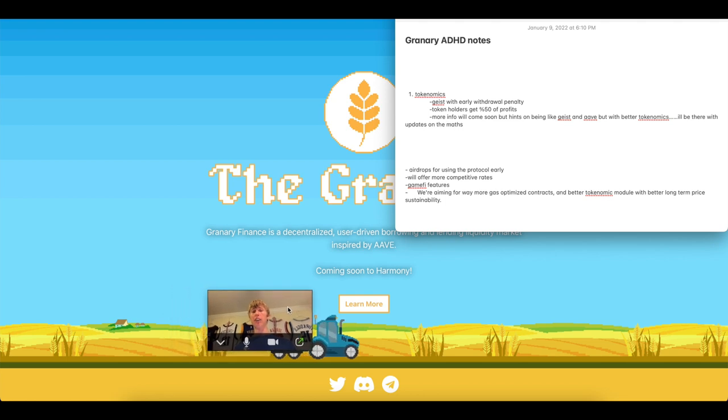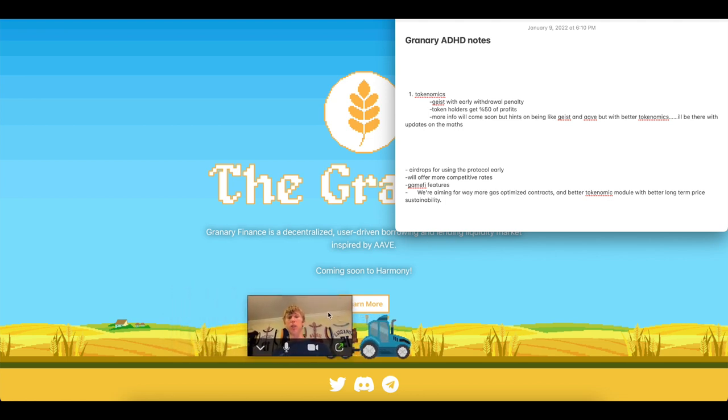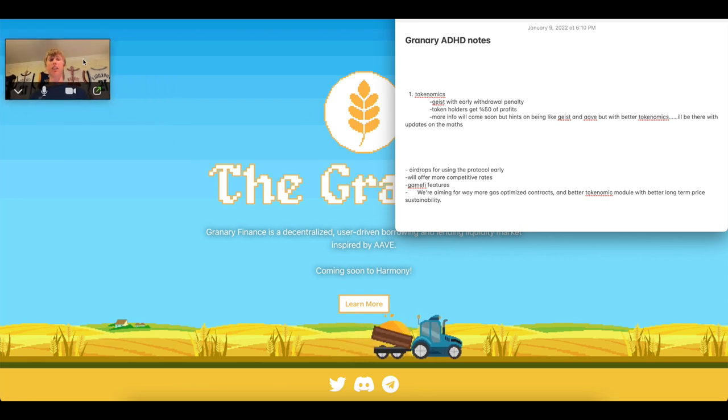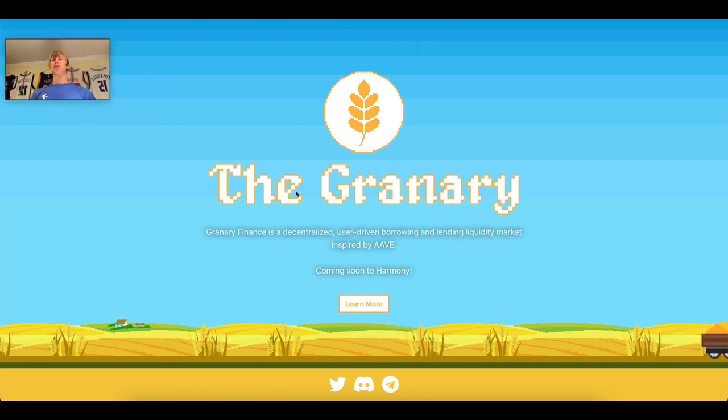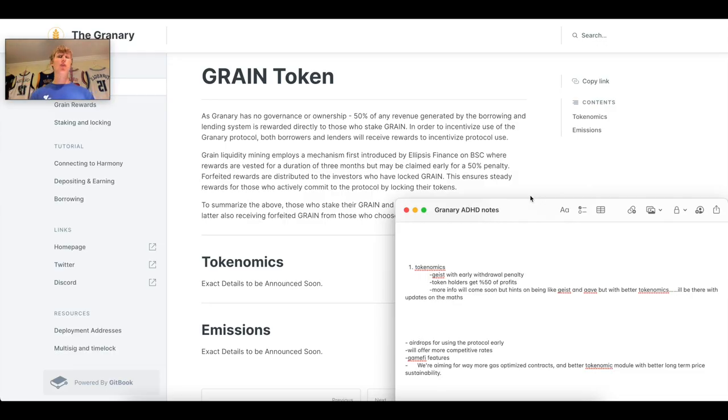All right, well, I can only ride on this tractor so much because I got a laptop and I stink at this. This is Granary Finance. As you can see here, it's a decentralized, user-driven borrowing and lending liquidity market inspired by Aave. Actually, we're going to break down a couple of things, some speculations that I have. We're going to talk about the team, some potential tokenomics, and what this team has involved. So let's go ahead and get into the white paper.